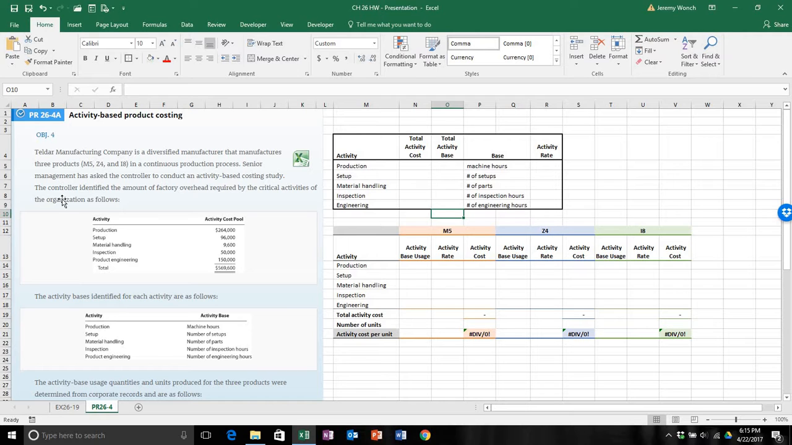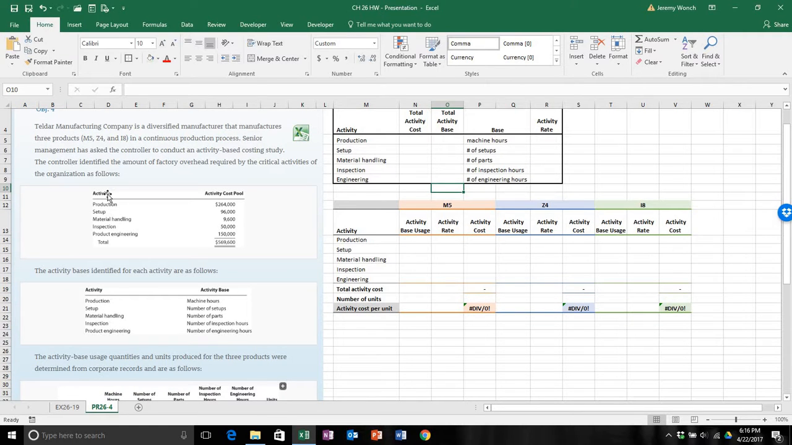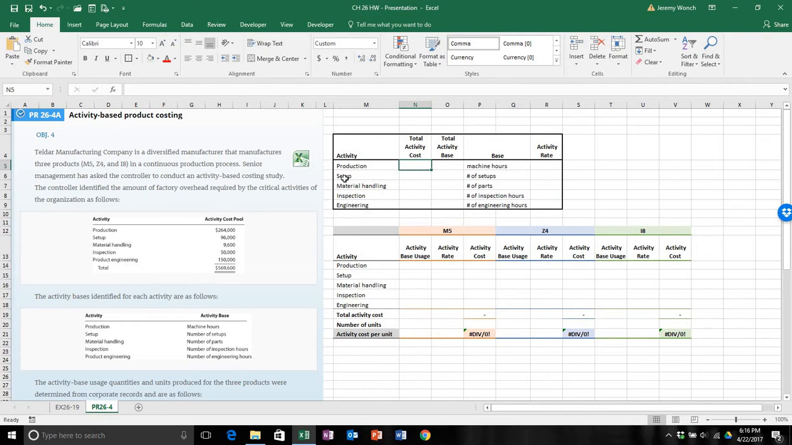So we have Teldar Manufacturing Company. They have three products: an M5, a Z4, and an i8. It's a continuous production process. They give us the activities that they've identified: production as a cost center, setup, materials handling, inspection, and product engineering. And then it gives us the total cost. So let's start entering those in. We have each one of our activities and then enter in the total cost for each one of them.